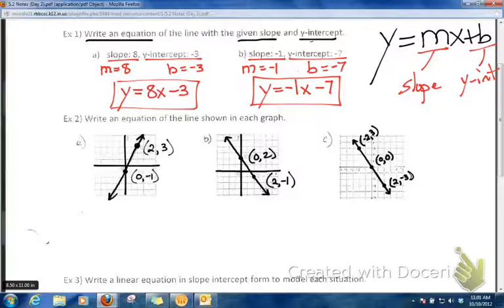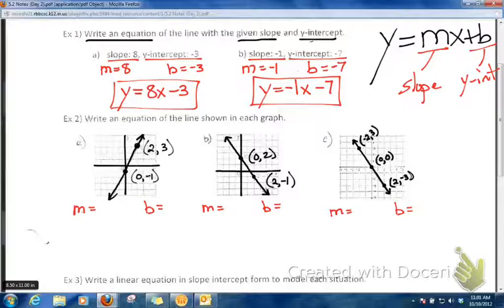If they give you the graph, they really are giving you the same thing. They are going to, in each of these graphs, tell you what the m is and what the b is for each of these graphs. You just have to look and figure out a little bit on your own what each of these numbers are.